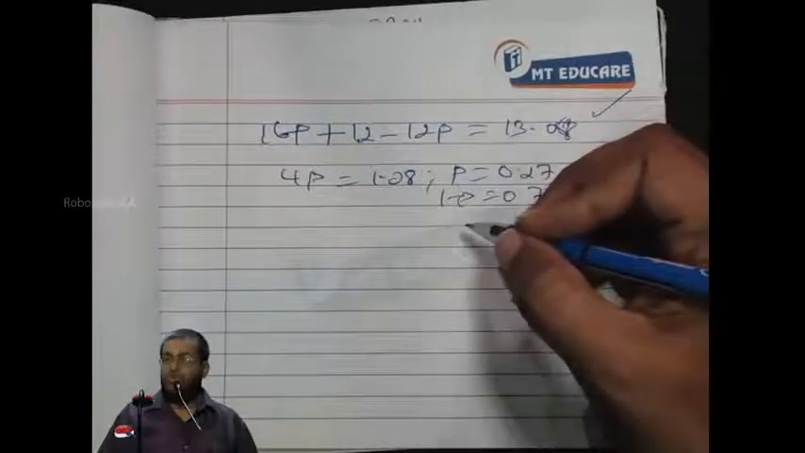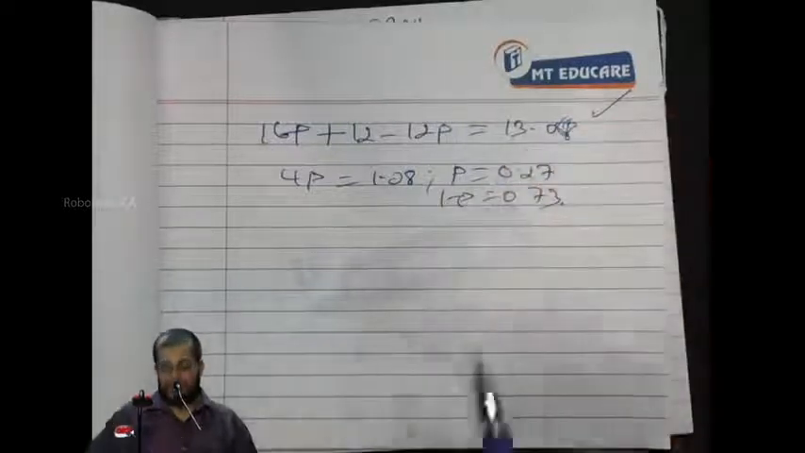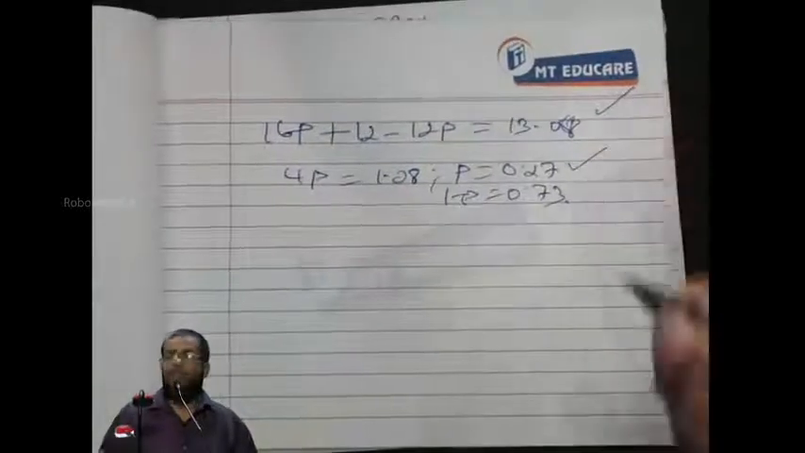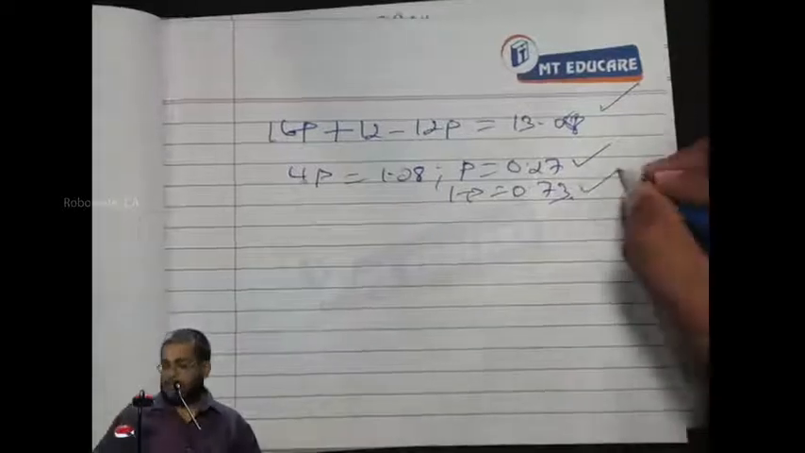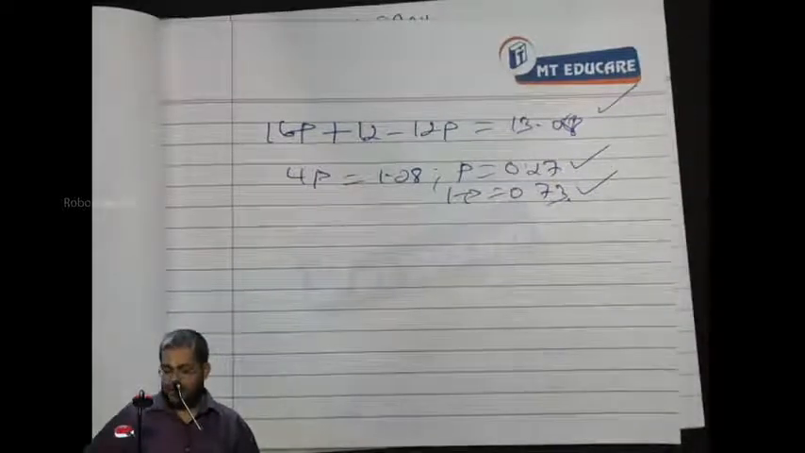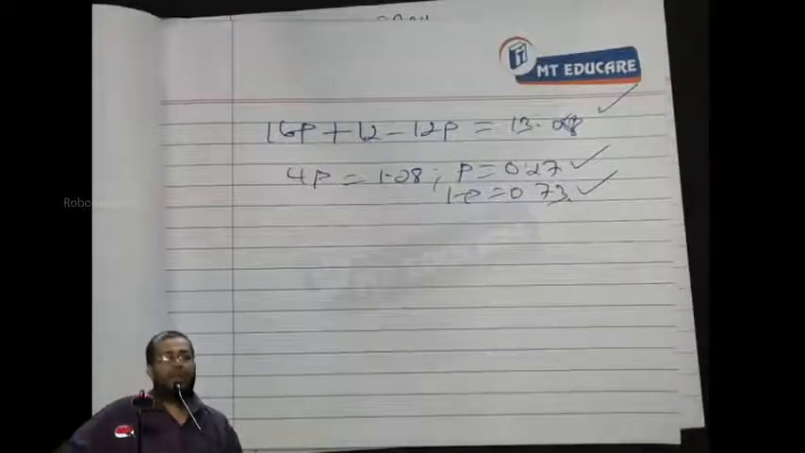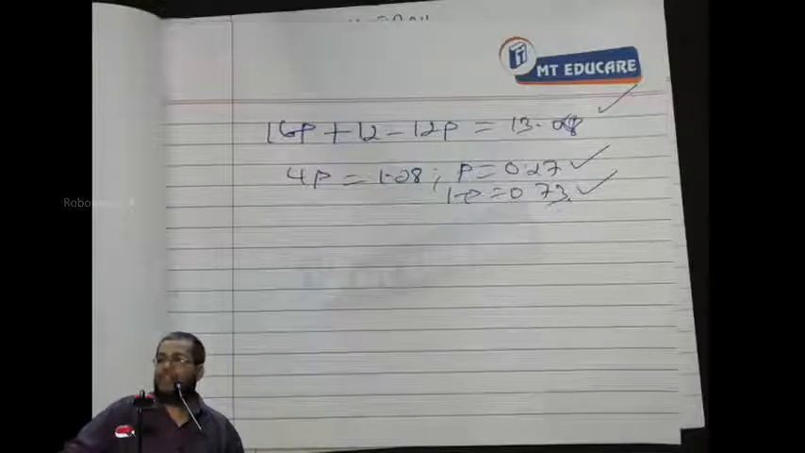4P is equal to 1.08. P is equal to 0.27. 1 minus P is equal to 0.73. Up to this, are you following or not?